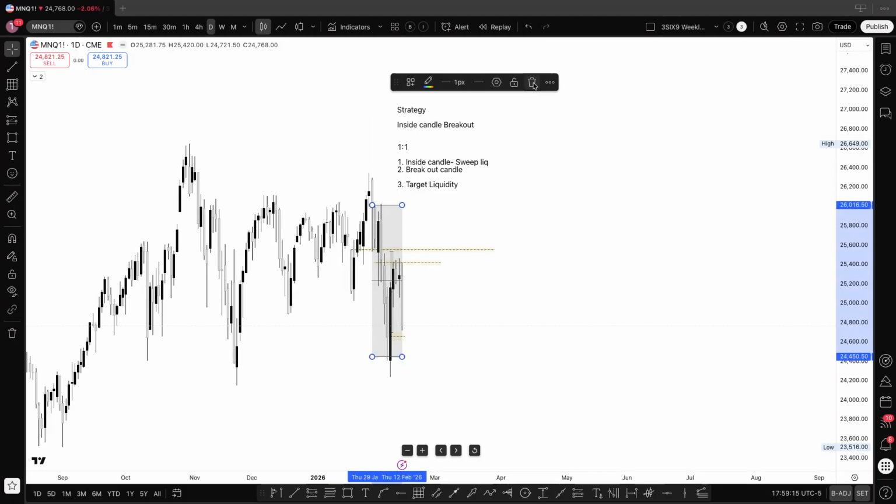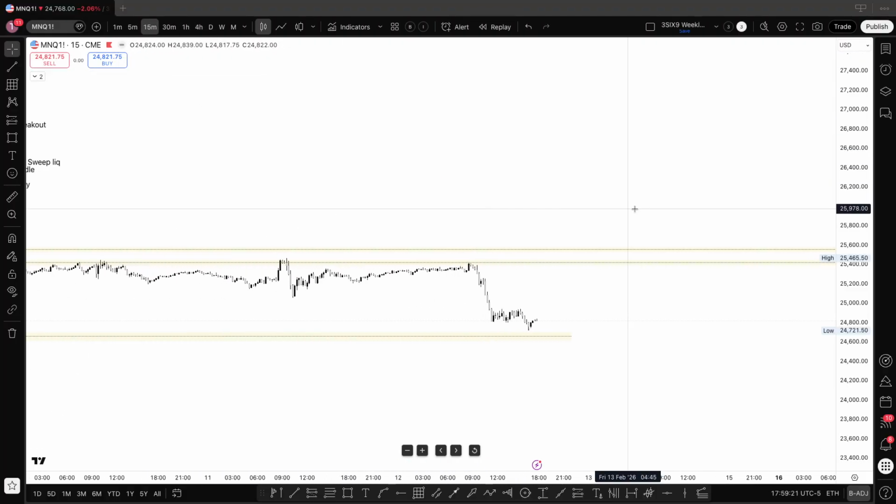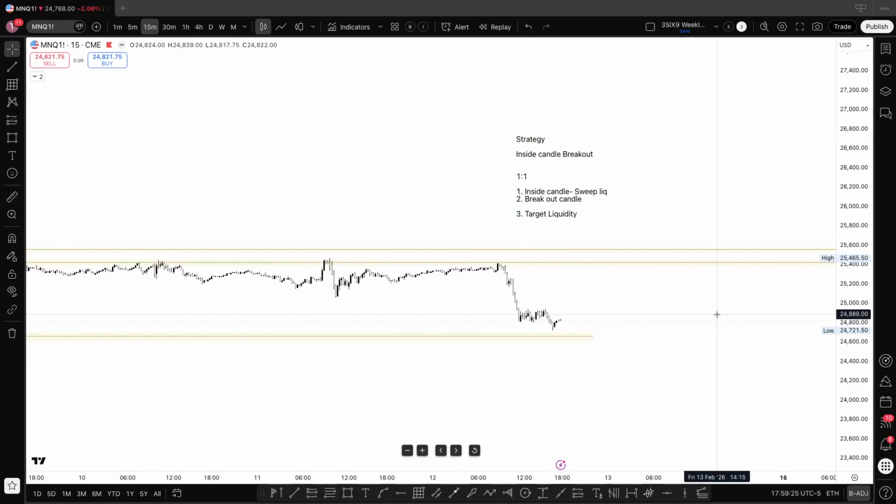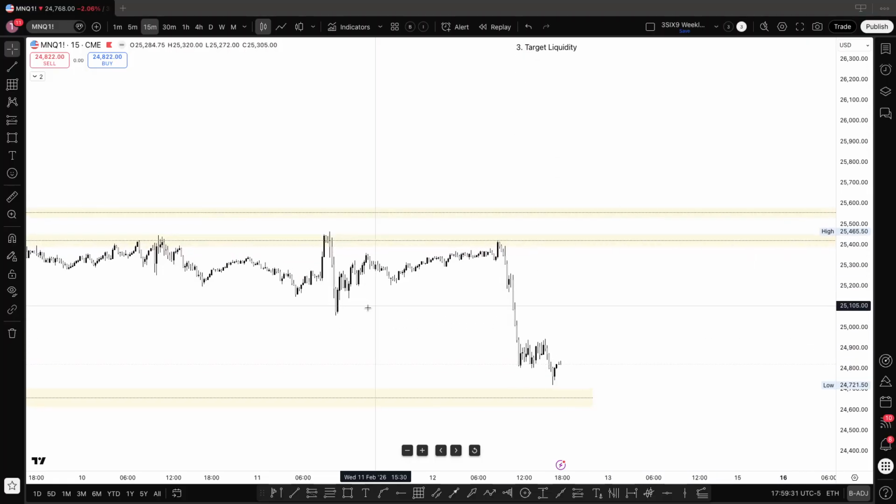Now I'm going to go down to a lower time frame just to talk about this one more time. This is on a daily chart, but that's not what I'm interested in. This strategy works best for me on a 15-minute time frame, especially if you are an intraday trader or a scalper. This is 15 minutes to 5 minutes. This is how I would trade this.